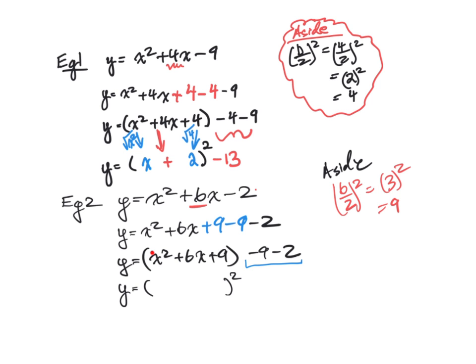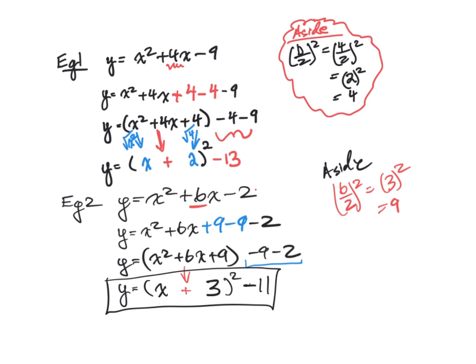So we look at the first term. The square root of x squared is x. The square root of the last number, 9, is 3. And the sign is going to be positive because it came from the middle term, right? And now we just have to add up our last 2 terms here, minus 9 and minus 2, which gives us negative 11. And based on this, you could come up with the vertex for your parabola. And that is our final answer.